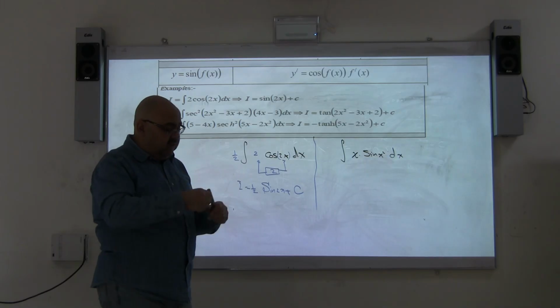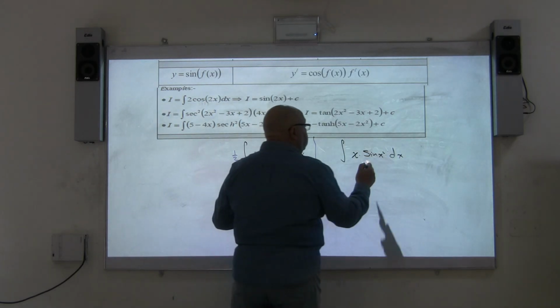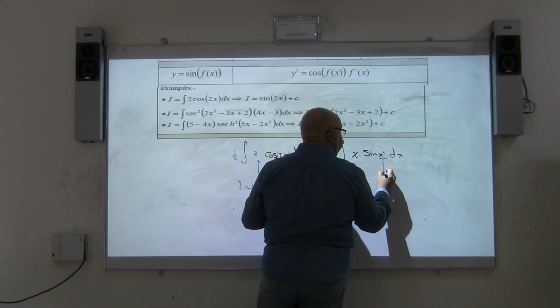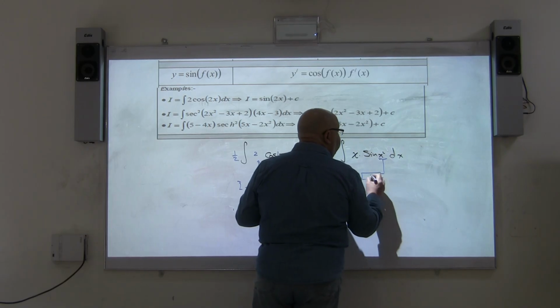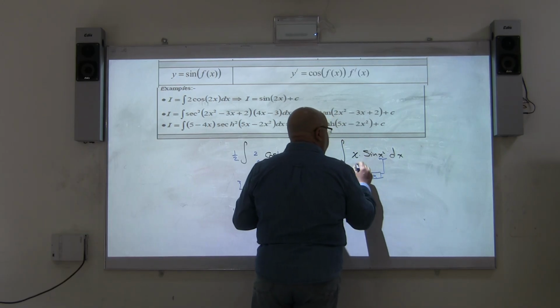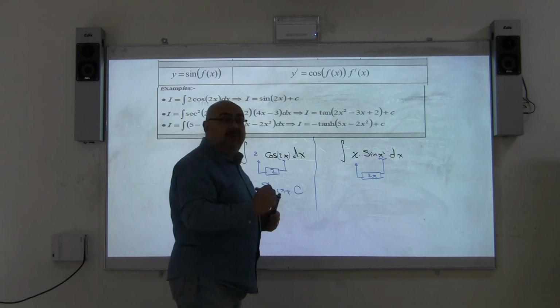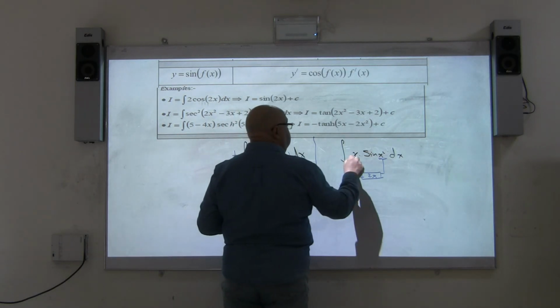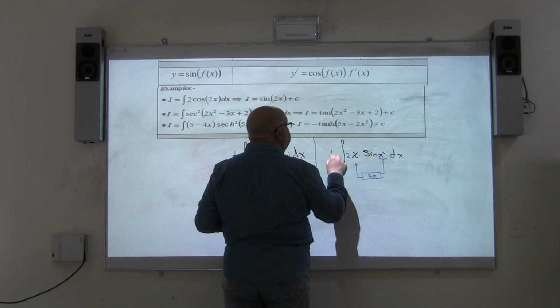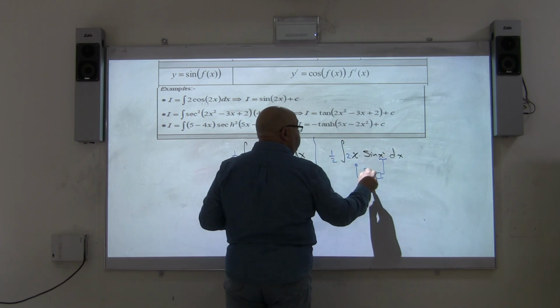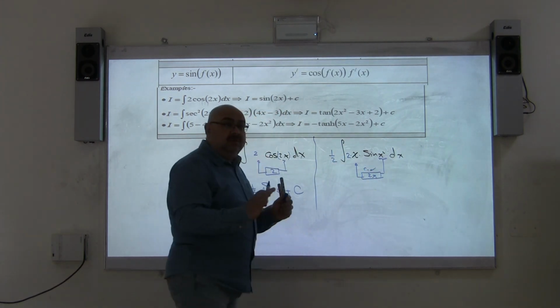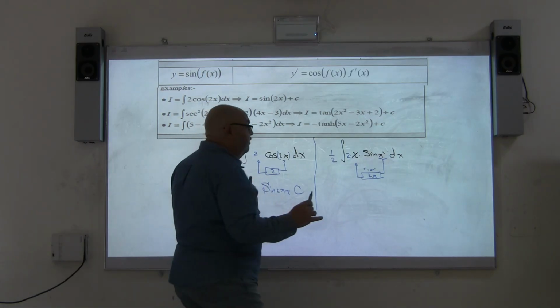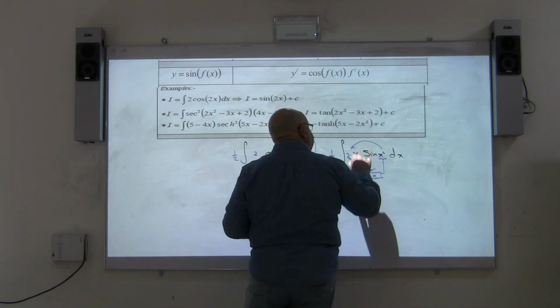Once more, I will try to block the argument, which is x squared. The derivative of x squared is 2x. Do I have 2x? No, but I can have it. How? Simply, I will multiply by 2 and divide by 2. The condition is satisfied. Now I have the derivative of the argument.